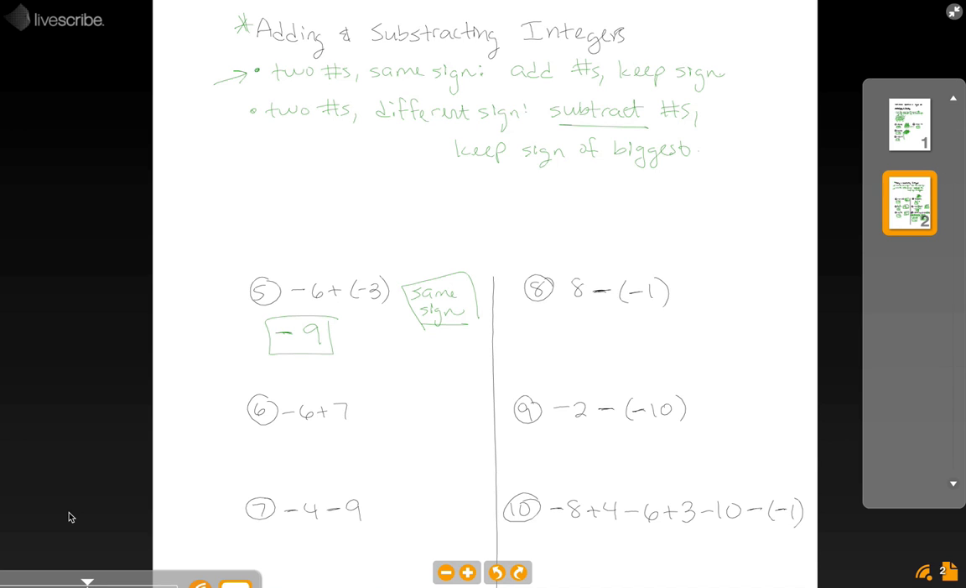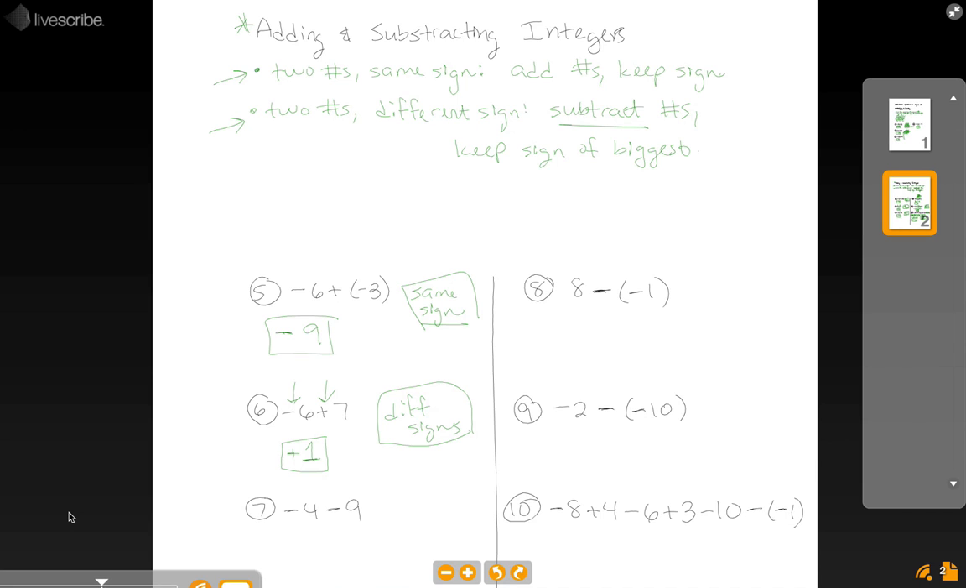Let's take a look at number 6. If you notice, my signs are different here. I have a -6 and a +7. I'm always looking in front of the number for its sign. So the signs are different here. Remember my rule for adding signs? If the signs are different, I'm going to subtract the two numbers and keep the sign of the bigger number. So I'm going to take 7 minus 6, that's going to give me a 1. The bigger number here is the 7, which is positive. So the answer is a +1.